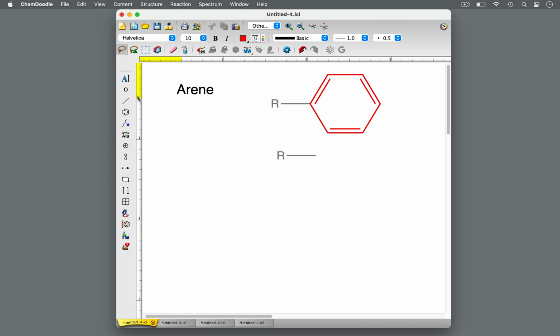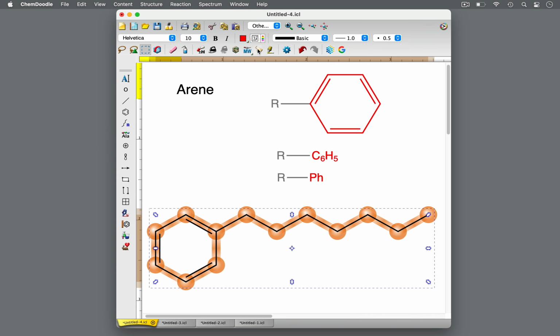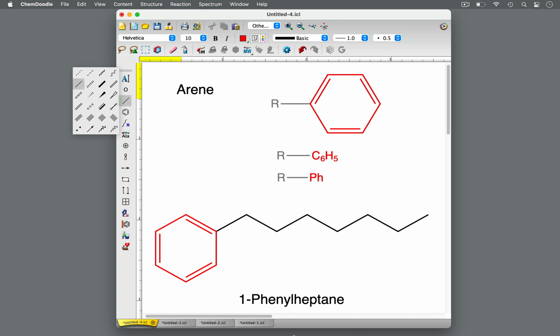So the formula can also be written as an R group attached to C6H5, which is also called a phenyl group. Here, Ph stands for phenyl. As such, when this functional group is a substituent in a molecule, it is referred to as a phenyl group. When an arene is the base of a molecule, then benzene is included in the name.